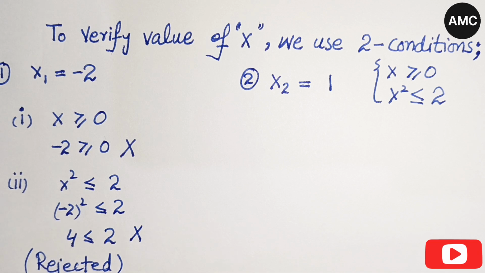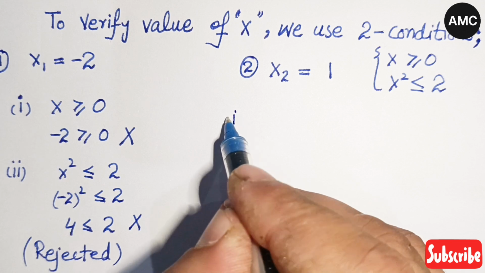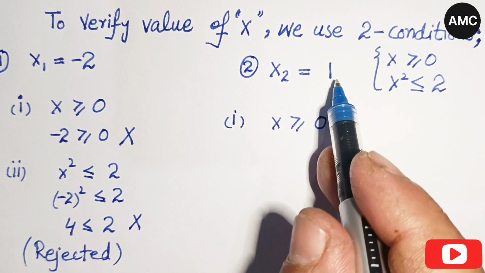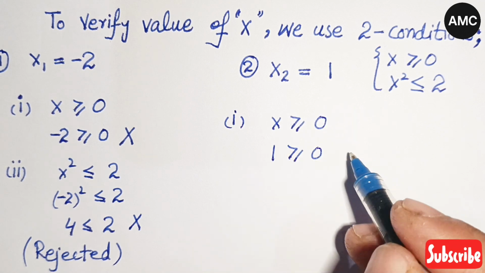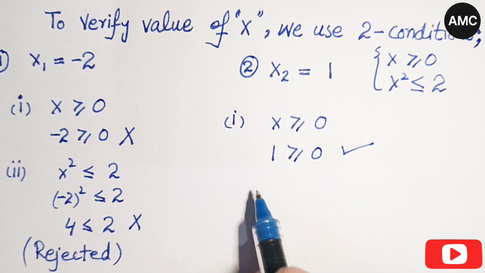Now we have to check our value of x2 here. Similarly, our first condition is x is greater than or equal to 0. Here the value of x is 1. 1 is greater than or equal to 0. Yes, it is true, 1 is greater than or equal to 0. So 1 is greater than 0.